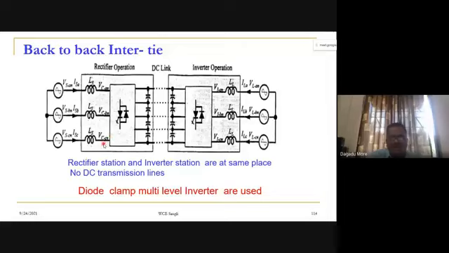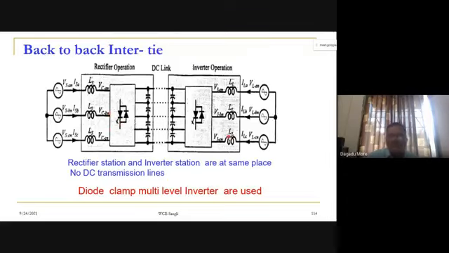Which parameters of VC can we control? Can we control the phase angle? Can we control the amplitude, or both? For VC, we can control the phase angle as well as the magnitude, the amplitude. Both we can control with respect to VS. And it is also possible.